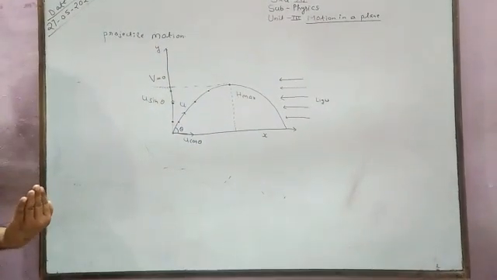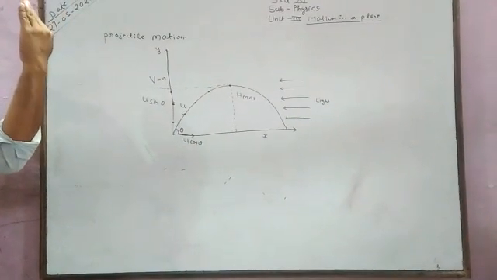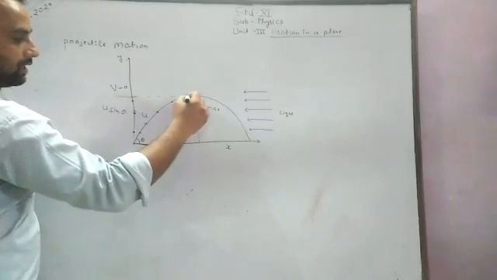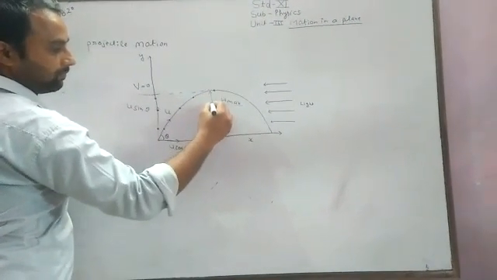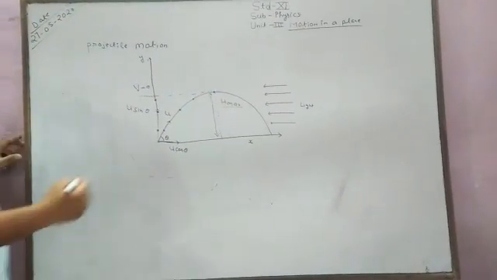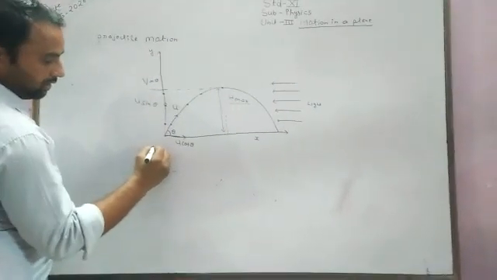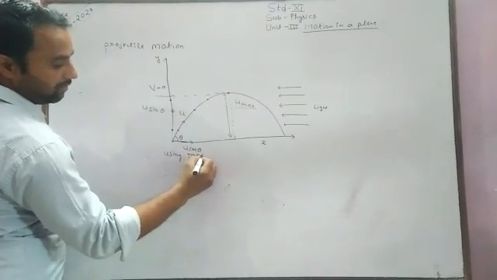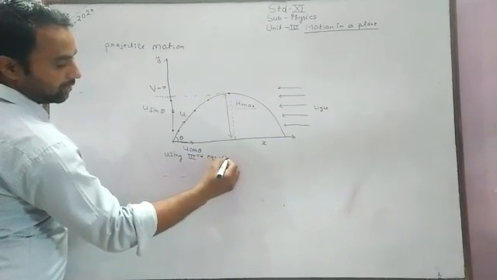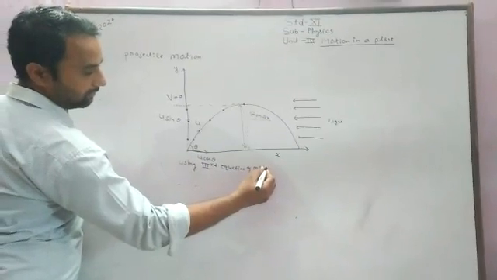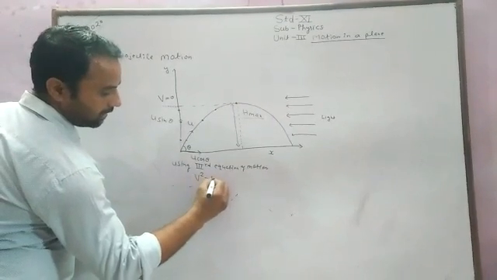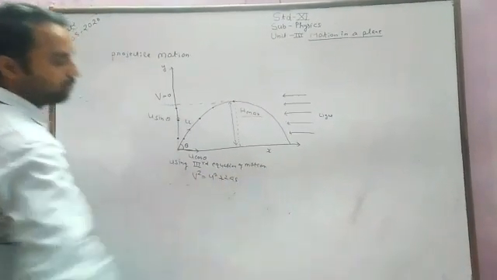When the particle attains its maximum height, it is momentarily at rest. So here we apply the basic equation, and this displacement will be h max. We are using the third equation of motion. What is the third equation of motion? v square is equal to u square plus 2as.